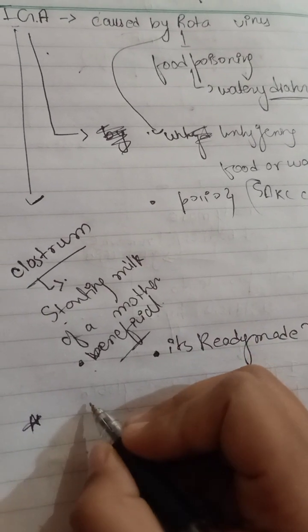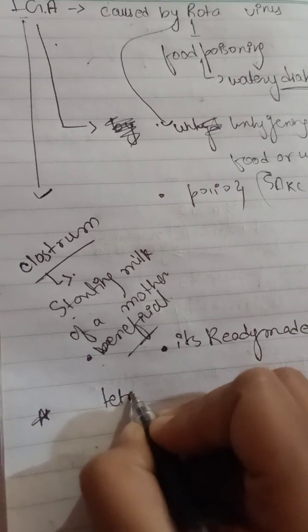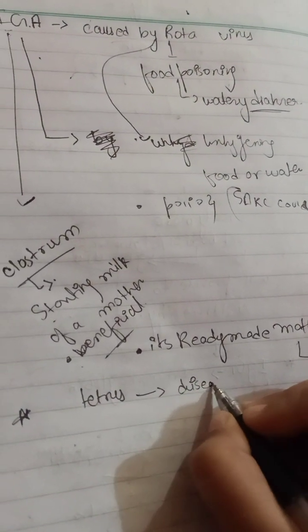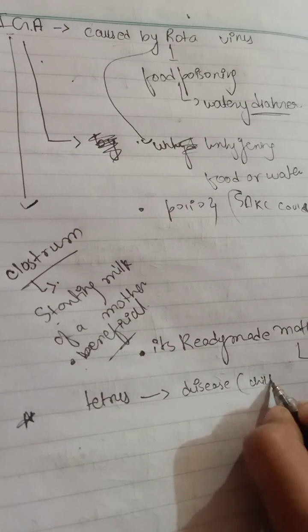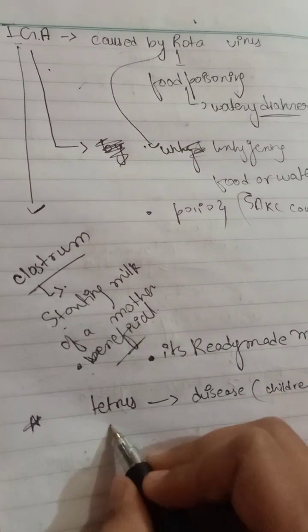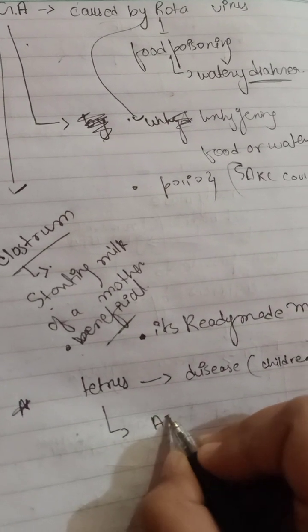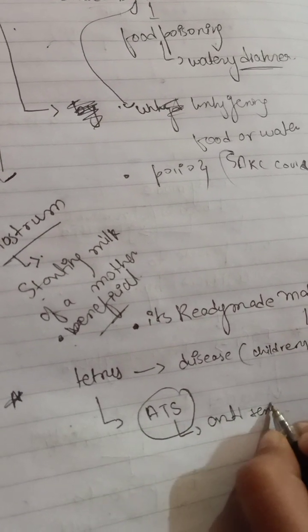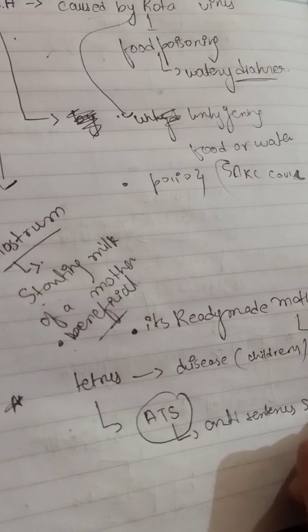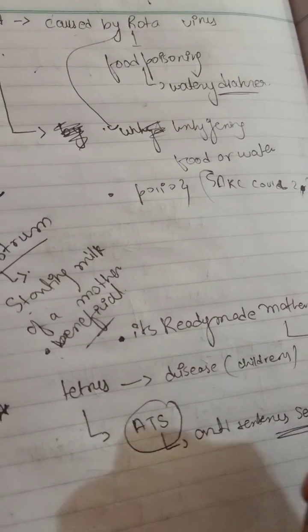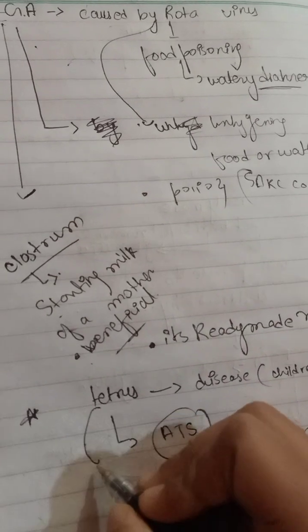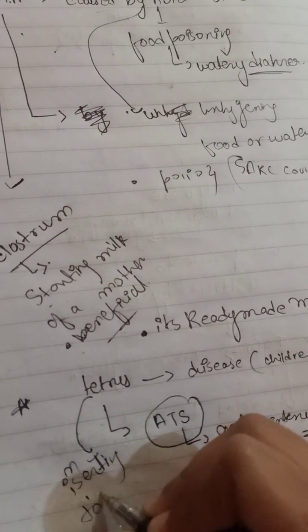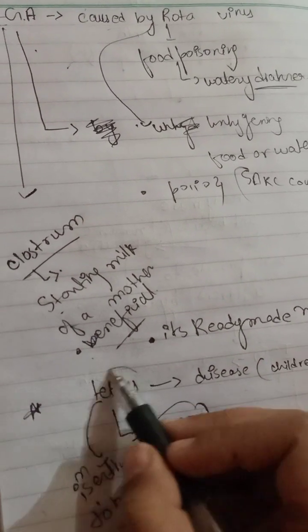Now if we talk about a disease, that is tetanus. Tetanus is a disease that is very common in children. Okay, so if we talk about ATS, what is ATS? ATS is the anti-tetanus serum, to prevent tetanus. We insert that into the body. Okay, so this is artificial.